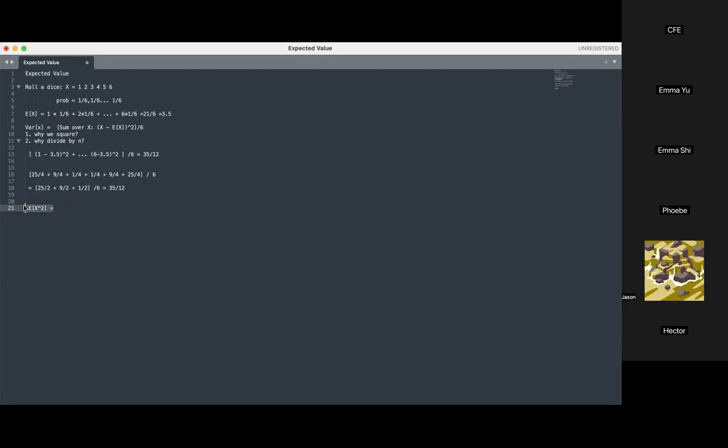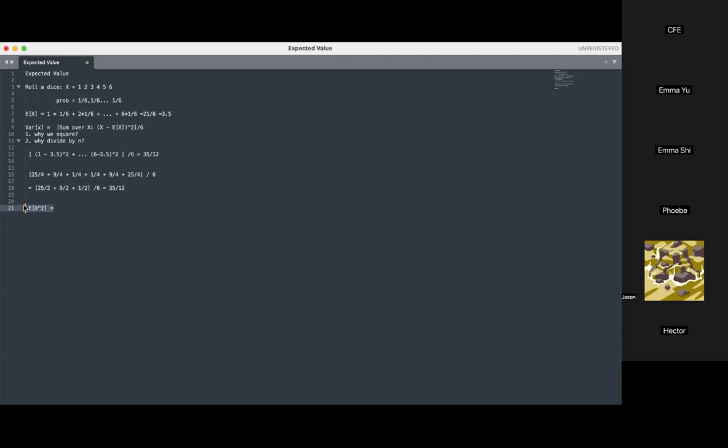Expected value, right? So what does this mean? The expected value squared is... actually, it's not expected value squared. So think of E[X]. What is E[X]? It's the average value for X. Is that correct?